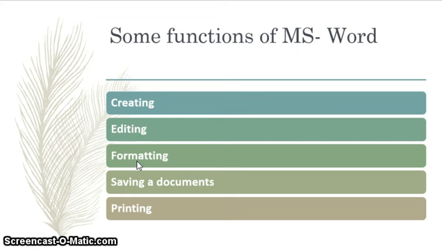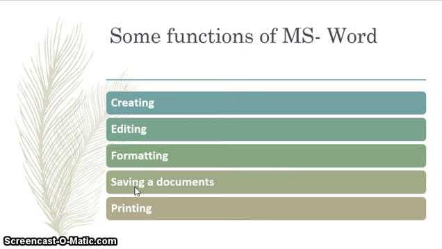Then third is formatting. You can change the appearance of your document. You can change how your document looks. So you can change the font, the writing style. You can increase the size of your font, you can decrease the size, and you can emphasize. You can write everything in bold letters, capital letters. So you can change the appearance, how your document will look, and that is called formatting.